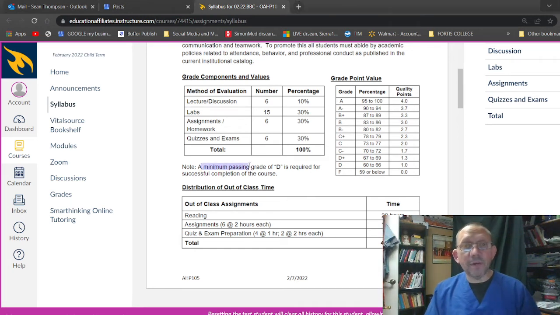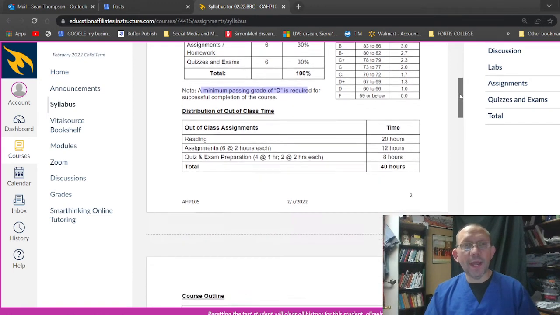A minimum passing grade of D is required for successful completion of the course, so you have to have at least 60%. Now, I have had students who've gotten like 59.6%. You need one more question, so just do as much as you can. Really just pound some things through there, okay?